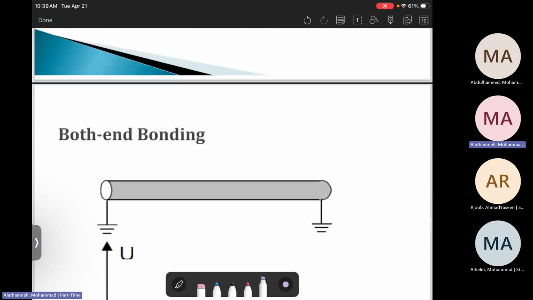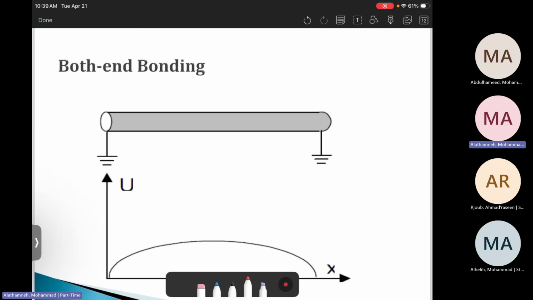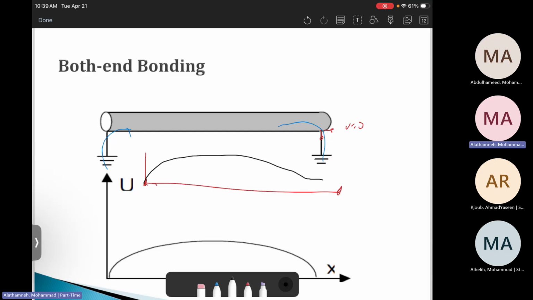We will see this in the picture here. There will be the electric field here. On the shield, the voltage will be 0, but the problem is the ground loops. So there will be some ground loops going on here, some ground loops going on here. Then the expected waveform will be 0 at both ends. Then between them there will be some electromagnetic field. This is called both end bonding.